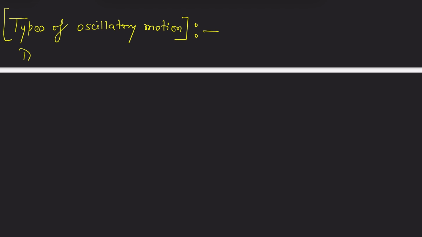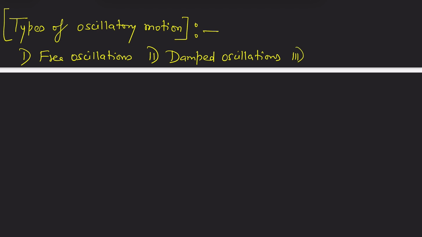The first one is the free oscillations. Second one is damped oscillations, and the third one is forced oscillations. So these are the three primary classifications of oscillatory motion. Let me briefly introduce all these three variations, and then we will see free oscillation in detail. Let me write down these three first.